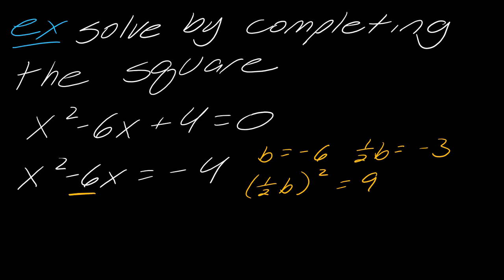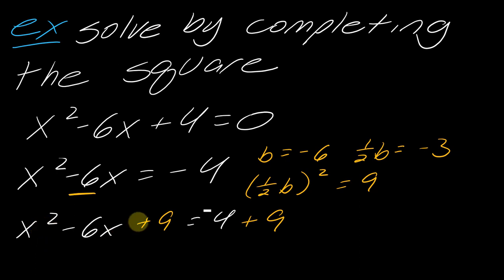Okay, and so with that 9, now what you want to do is take that equation and keep it balanced. So you add the 9 to both sides like you see here. And then what this allows you to do is factor the left side as a perfect square. So this would factor as x minus 3 squared equals 5. Now one thing that I do want to point out, this minus 3, whatever you put here, that's always equivalent to whatever your half b is.